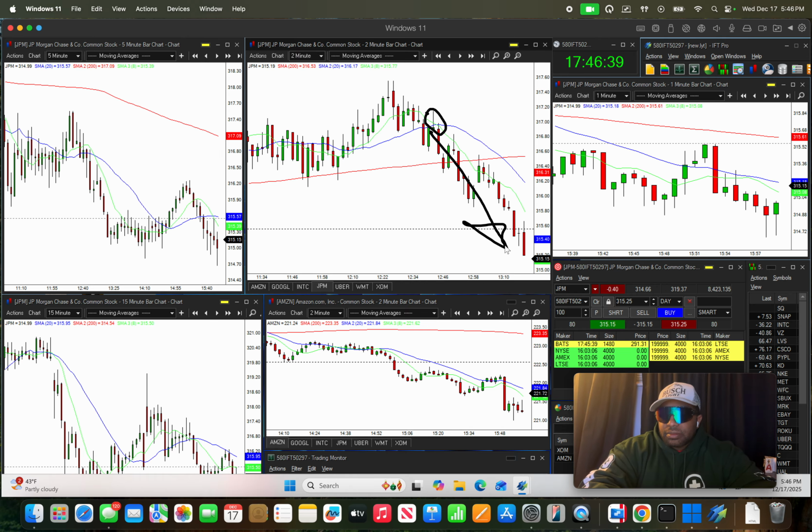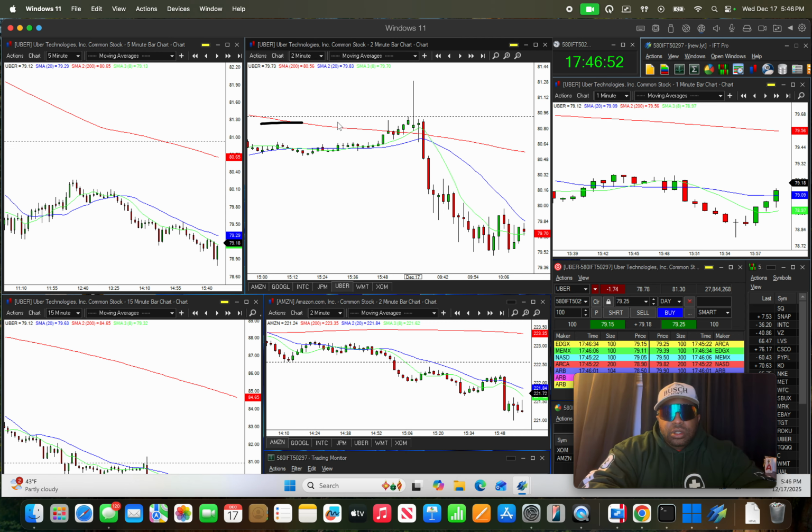Let's look at Uber. Let's try to look at the open. Oh, it's beautiful. Narrow state. Tail bar. That means right here you could have got in. Beautiful. That's all profit. All profit.